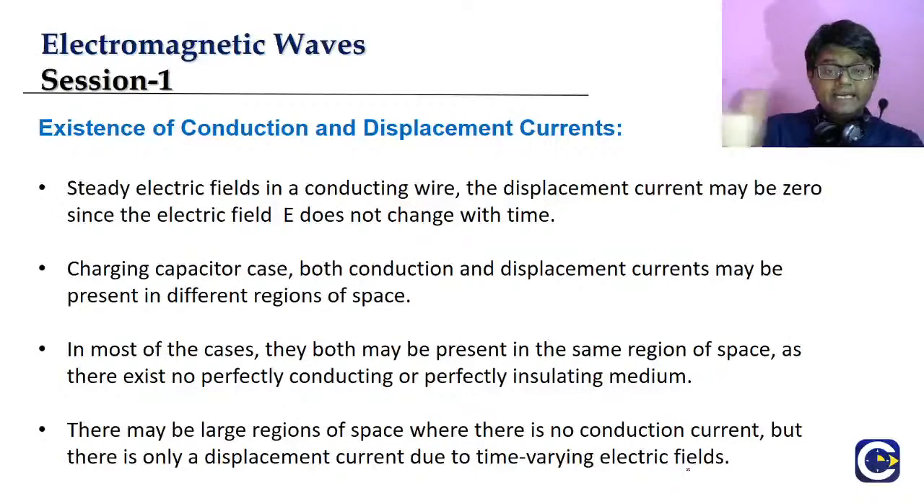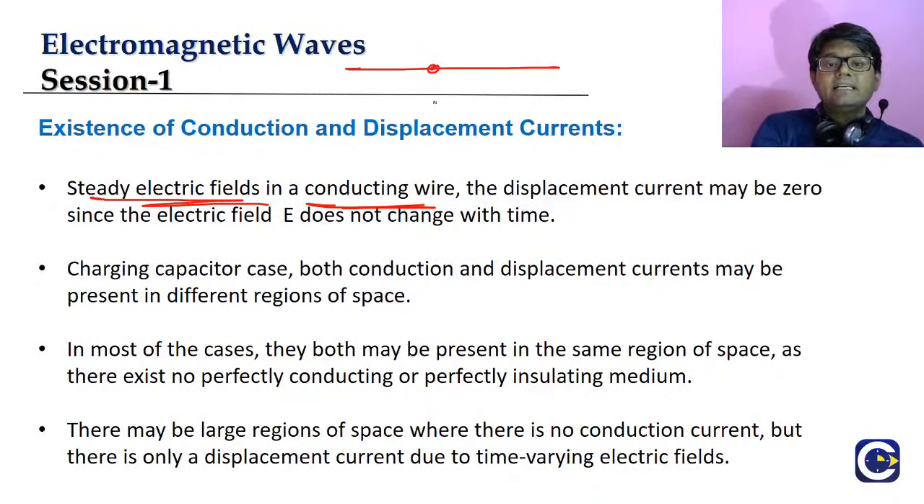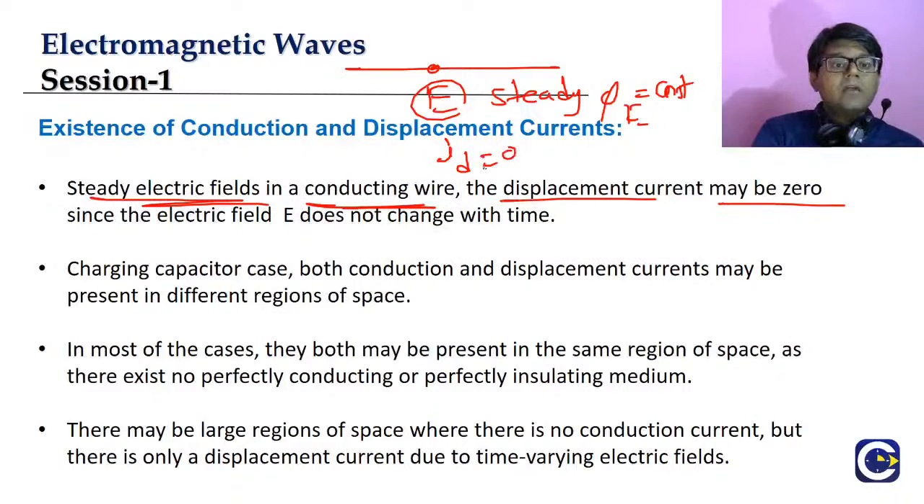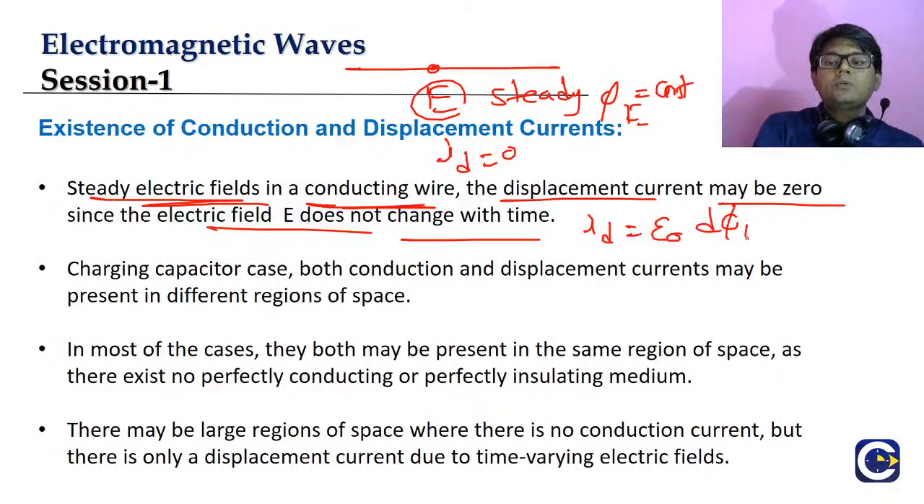Looking at the scenarios, if you have a steady electric field in a conducting wire, like we have talked about, it means the electric field is constant, which means the electric flux will be constant. When the electric flux is constant, the displacement current will be zero. So when you have steady electric fields, the displacement current is going to be zero, because the electric field does not change with time. Look at the displacement current formula, epsilon naught into d phi E by dt. This will come only when the electric field is changing.